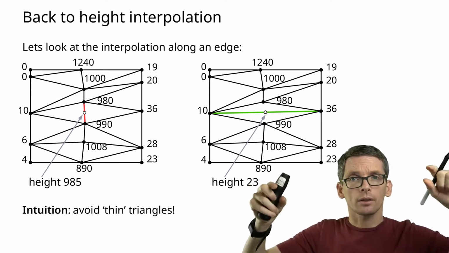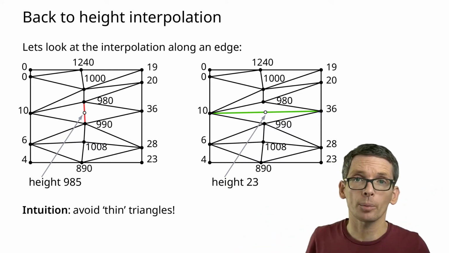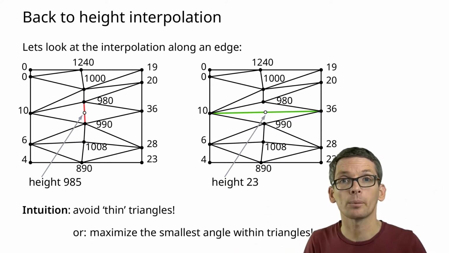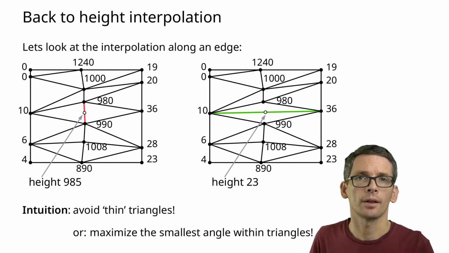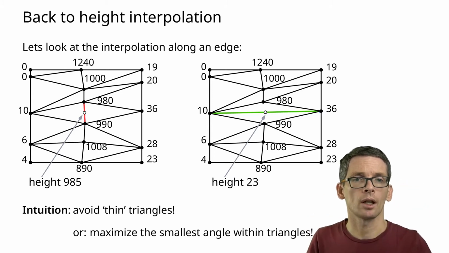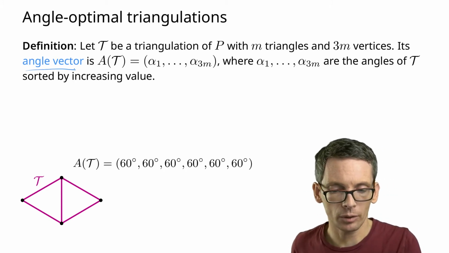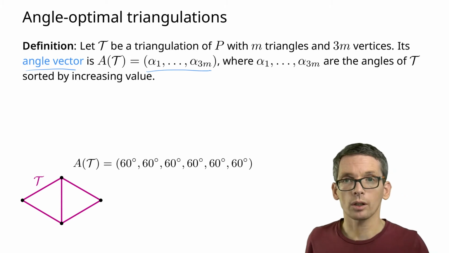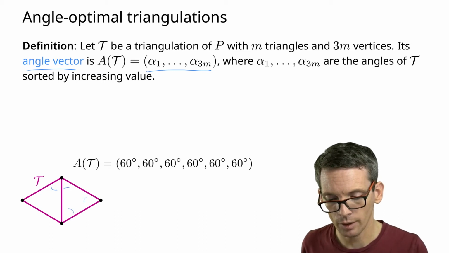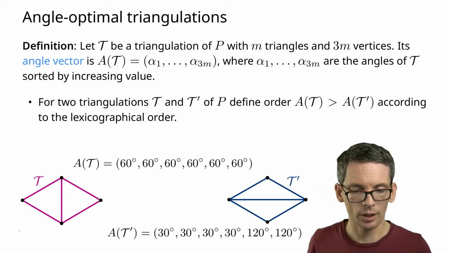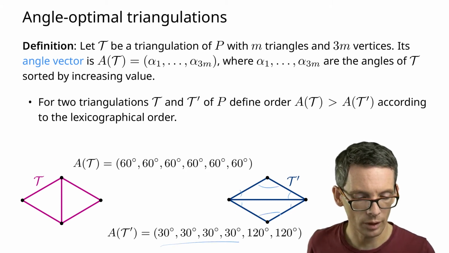And thin triangles come from having small angles. So what we would like to do is to avoid small angles. And as an optimization criterion, what we will say now is, we want to maximize the smallest angle within the triangles. And this will then be angle optimal triangulations. So given a triangulation, we will look at the so-called angle vector. And the angle vector will simply list all angles sorted by increasing values. Okay, so this is not the most exciting angle vector because all angles are 60 degrees. This one is more interesting. Here we have some with 30 degrees, 4, and then 2 with 120 degrees.